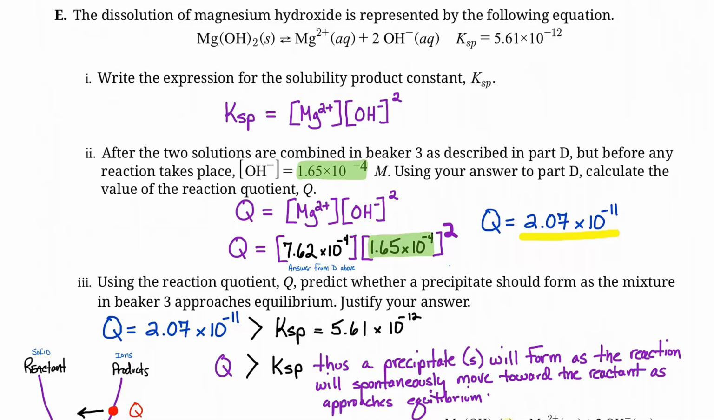So this is like the instantaneous amount of hydroxide that exists. Using your answer to part D, which is where we did MV equals MV, this is the value that we got right there. Okay, they want you to calculate the value of the reaction quotient. What's the reaction quotient? Well, it's the same formula as an equilibrium constant, but you're not at equilibrium yet.